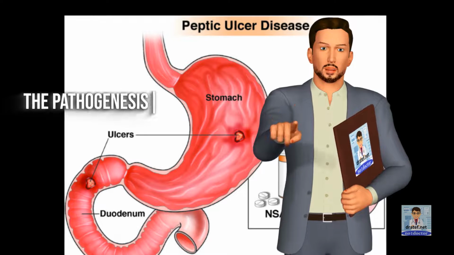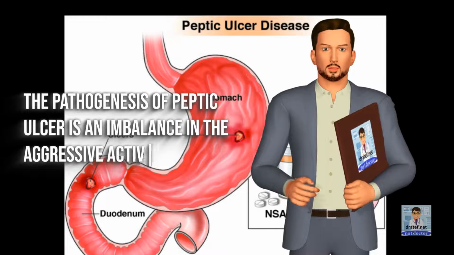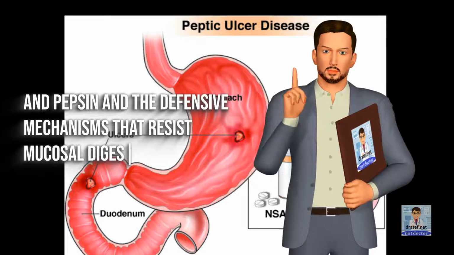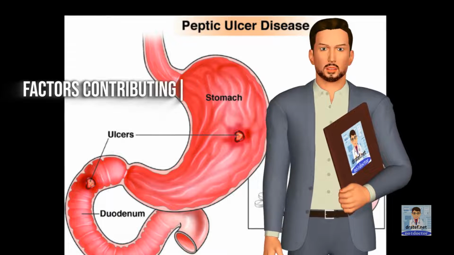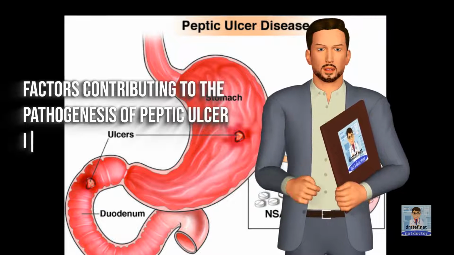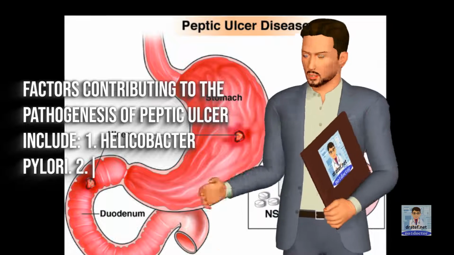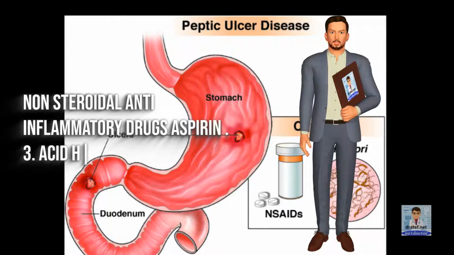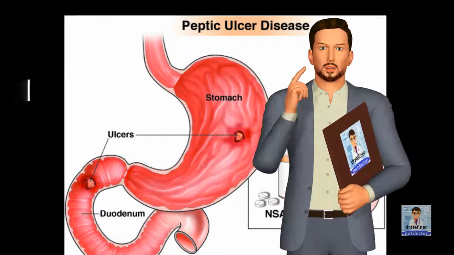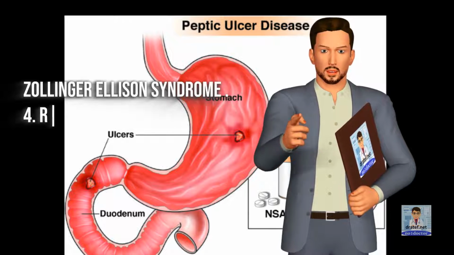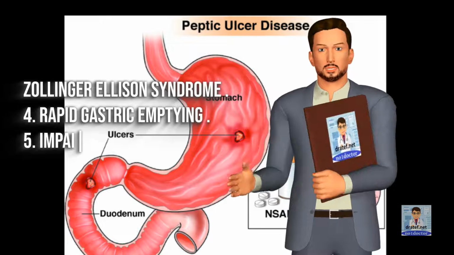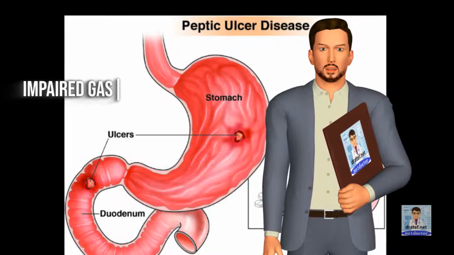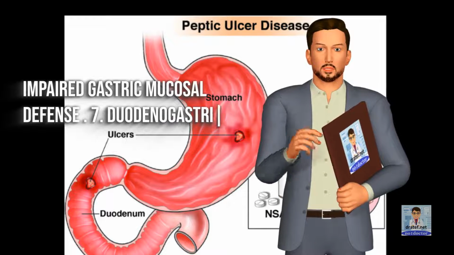Pathogenesis. The pathogenesis of peptic ulcer is an imbalance in the aggressive activity of acid and pepsin and the defensive mechanisms that resist mucosal digestion. Factors contributing to the pathogenesis of peptic ulcer include: 1. Helicobacter pylori. 2. Nonsteroidal anti-inflammatory drugs, aspirin. 3. Acid hypersecretion, for example Zollinger-Ellison syndrome. 4. Rapid gastric emptying. 5. Impaired duodenal acid disposal. 6. Impaired gastric mucosal defense.